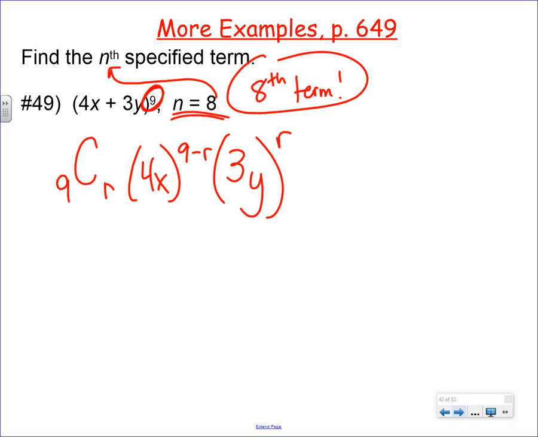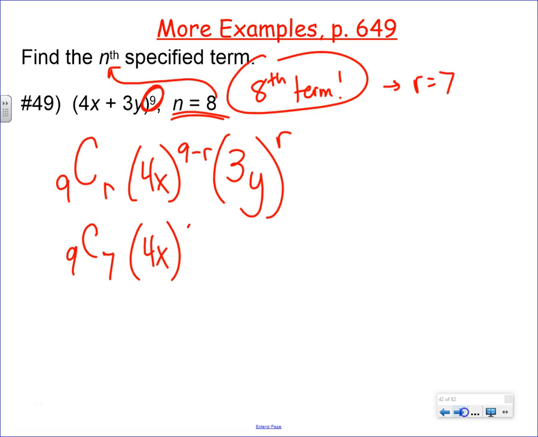R starts at 0. So if worst comes to worst, 0 is the first term, 1 is the second term, 2, 3, 4, 5, 6, 7. R equals 7. Remember how I said r is always 1 less than the nth term? Because r starts at 0. If r started at 1, this would be 8. But since r starts at 0, 0 counts as the first. So the 8th term just means r equals 7. Easy. So we can just go ahead and do 9c7.